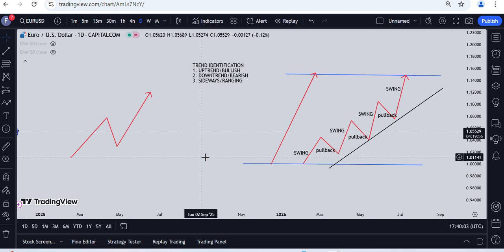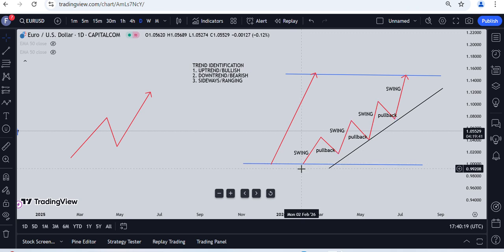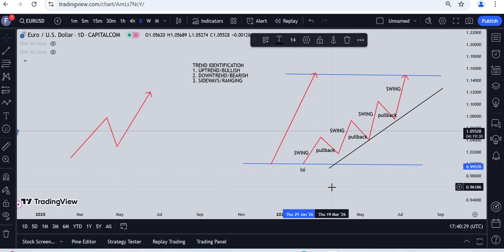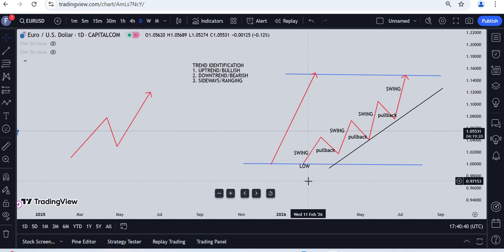Now, if the market is moving in an uptrend, it creates something we call a high and a low. Stay with me, guys. Don't get confused. I know all of this sounds strange, but as time goes, you understand it better. So this first point here that price started moving from is called what? A low. Let me label it with a capital letter so you understand better. It's called a low.